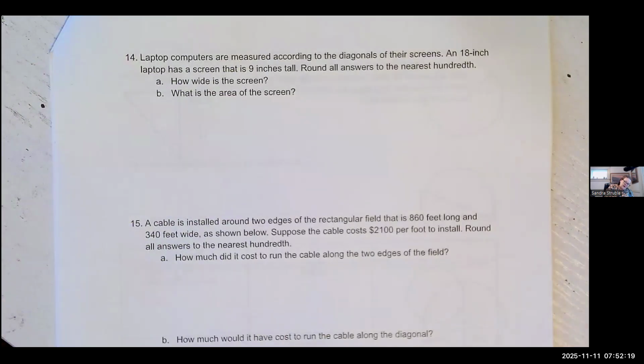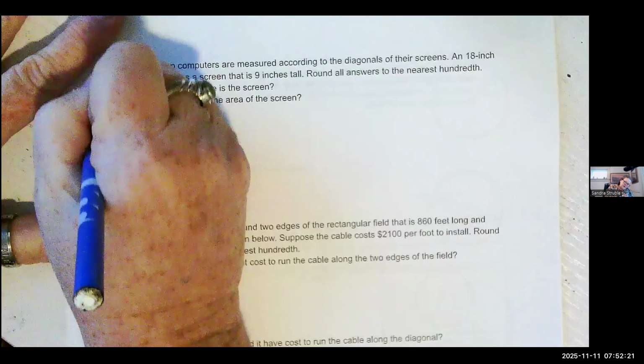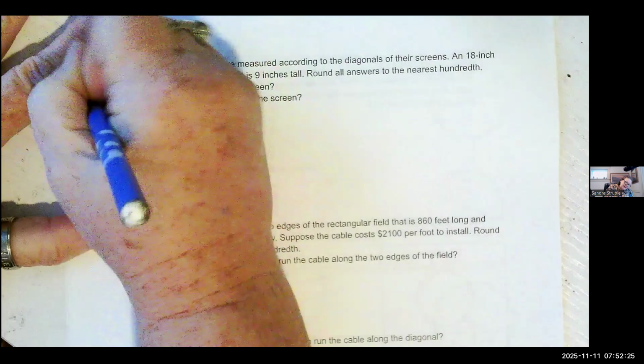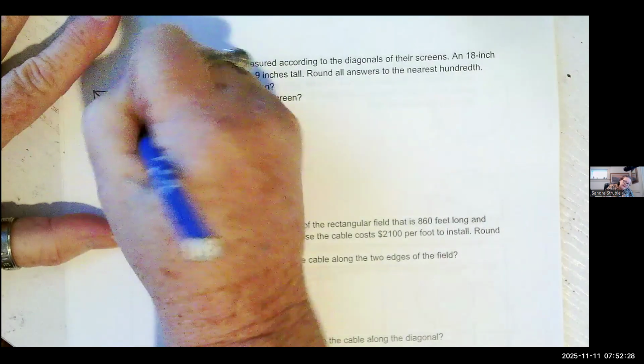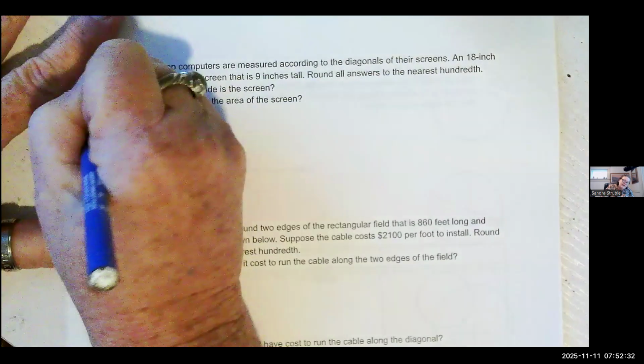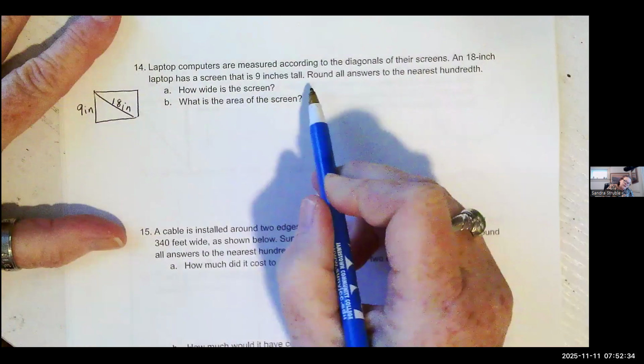So we've got a laptop. There's the screen. And they said it's an 18-inch. So that means this is 18 inches. And they said it is 9 inches tall. Right? How wide is the screen? So what is it from here to here?